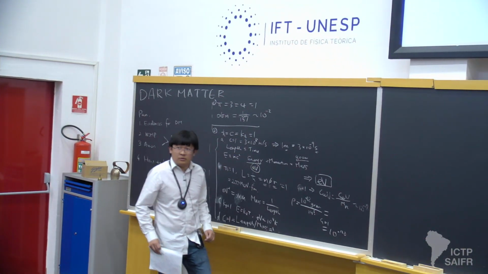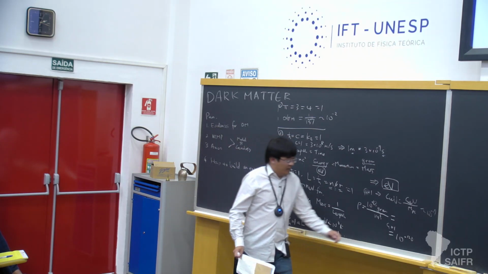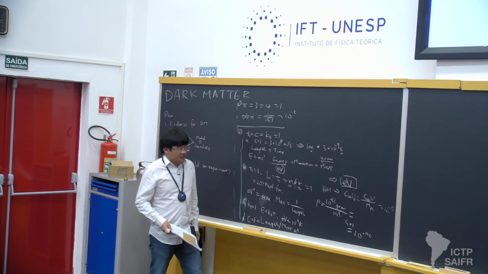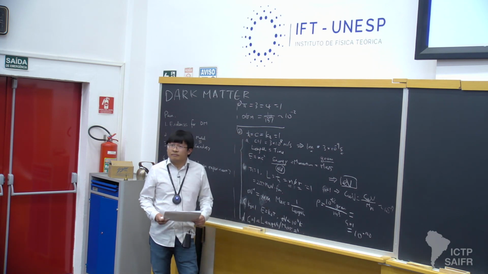When you go to graduate school, probably someone will tell you about the cosmological constant problem, and why it is a very weird thing that this rho in Planck units is so small. Okay?